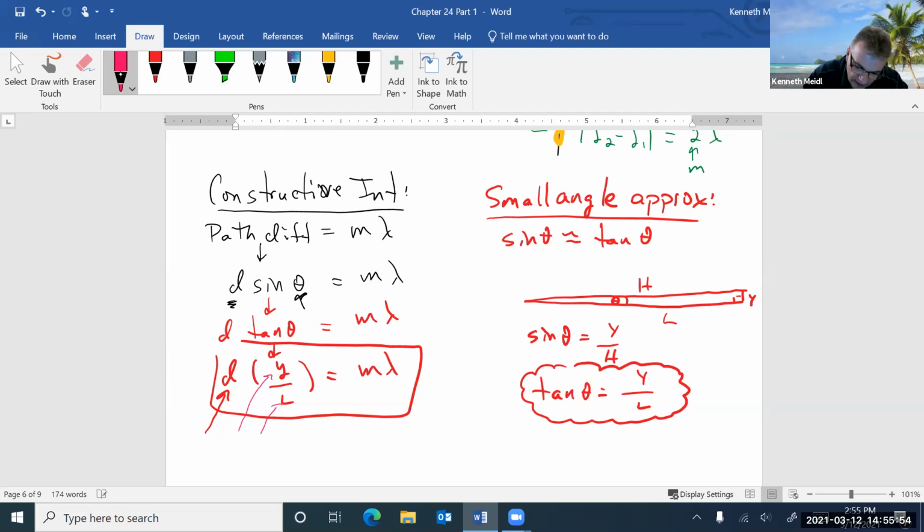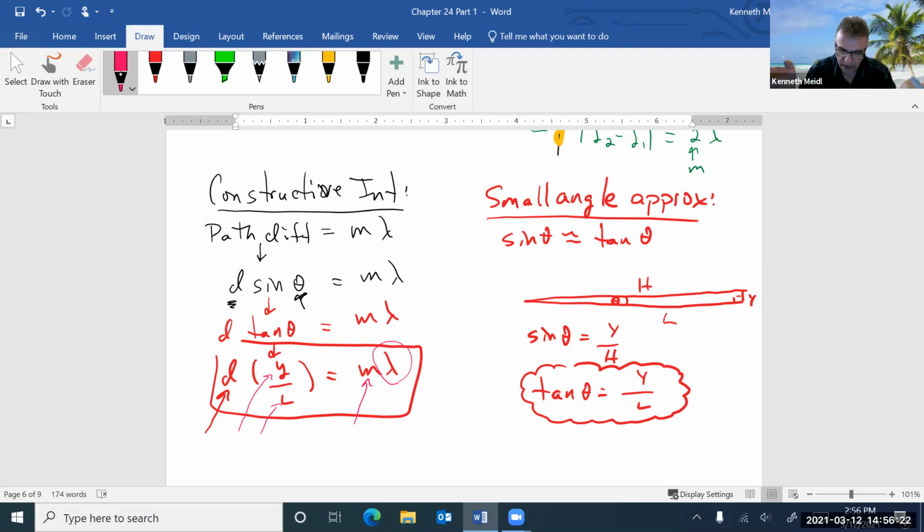L is the distance from the screen to the slit. And then m is just what bright spot we're looking at. Is it the first bright spot from the center or the second bright spot from the center? And so we just put in that number. Thomas Young, 220 years ago now, has a way of being able to, with a ruler, essentially measure the wavelengths of light that we see.